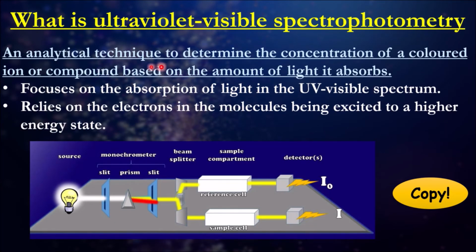So again, it's an analytical technique to look at colored compounds and ions, but the main difference is it's using a much bigger range. So colorimetry used visible light, ultraviolet visible, given in the name, measures from the ultraviolet spectra all the way to visible light. So you have a much wider range of light frequencies to use.